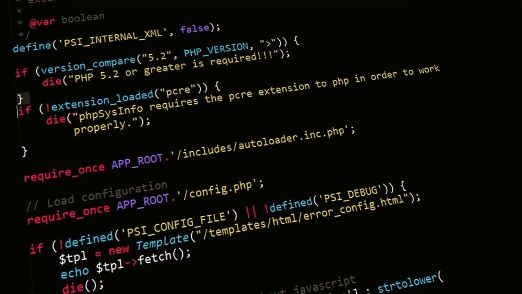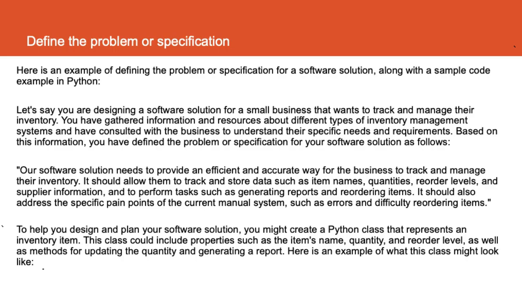So let's get into details of Step 1, define the problem or specification. Here is an example of defining the problem or specification for a software solution, along with a sample code example in Python. Let's say you are designing a software solution for a small business that wants to track and manage their inventory. You have gathered information and resources about different types of inventory management systems and have consulted with the business to understand their specific needs and requirements.